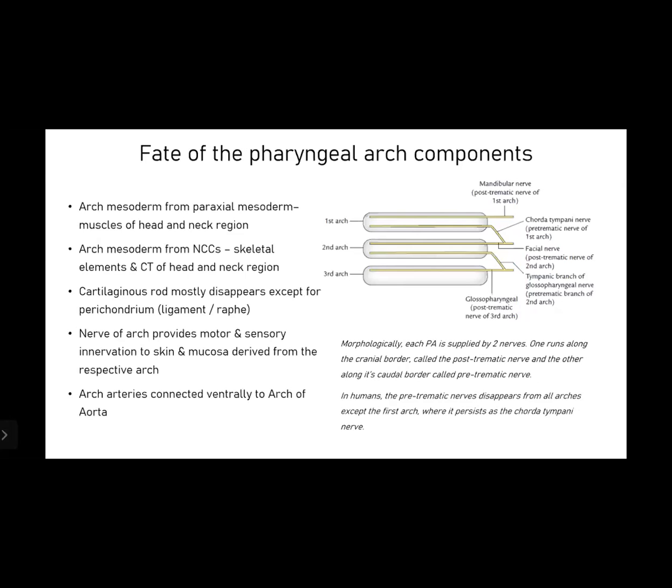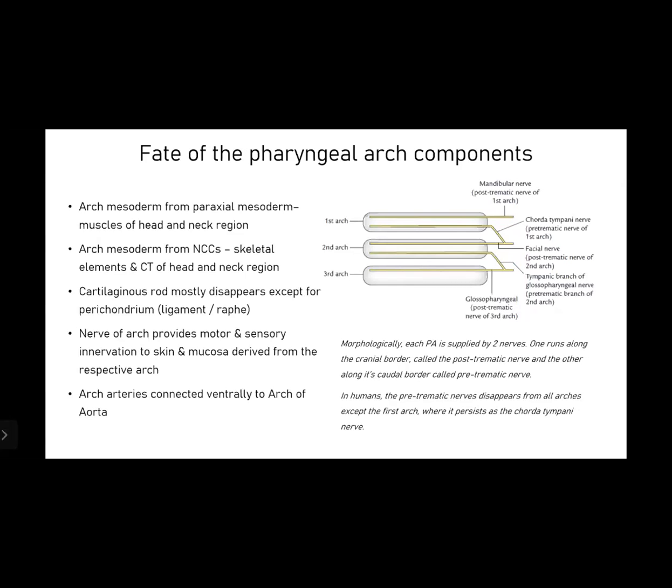So what you need to know also is that the arch mesoderm from the paraxial mesoderm forms the muscles of the head and neck region. Okay, and the arch mesoderm from the neural crest cells gives rise to the skeletal elements and the connective tissue of the head and neck region.